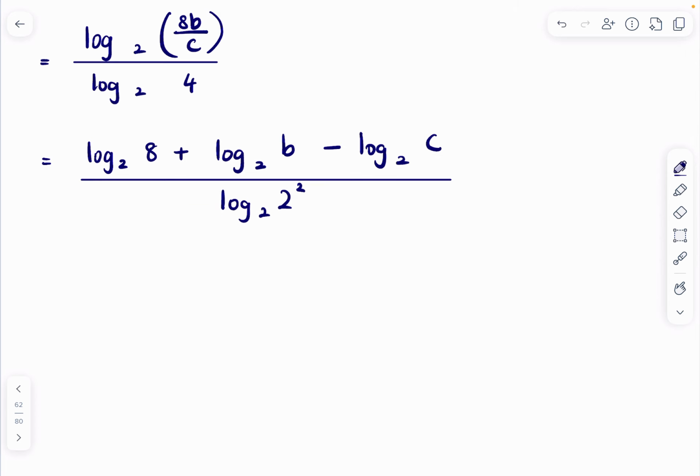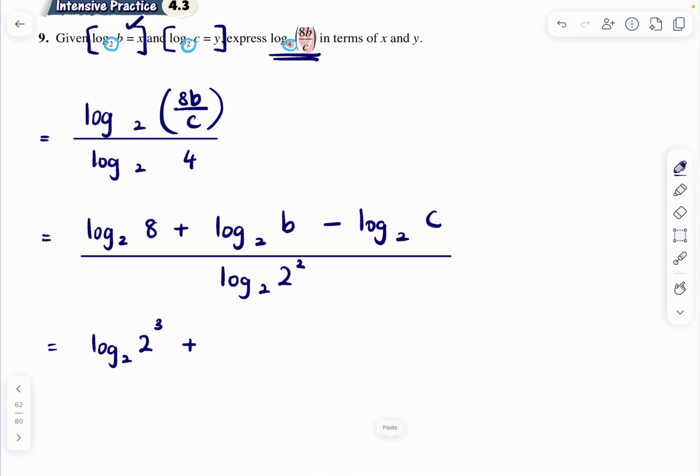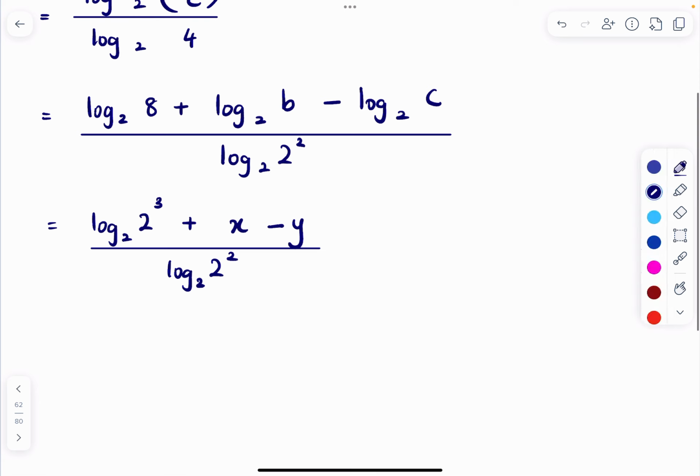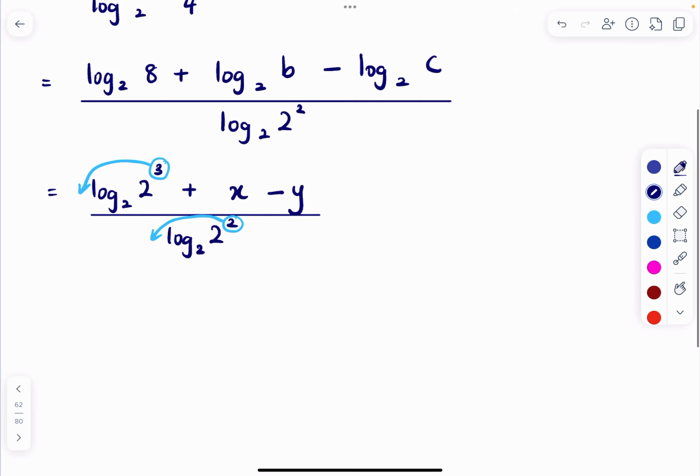Right. Next, 8 also we can make it into base 2. So we get log base 2 of 2 cubed. Log base 2 of b is x. Log base 2 of c is y, over log base 2 of 2 squared. Okay. Now since we have a power here, we can bring this power in front. So this becomes 3 log base 2 of 2 plus x minus y over 2 log base 2 of 2.